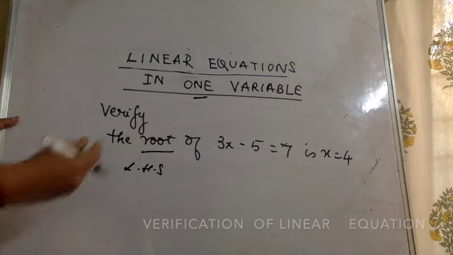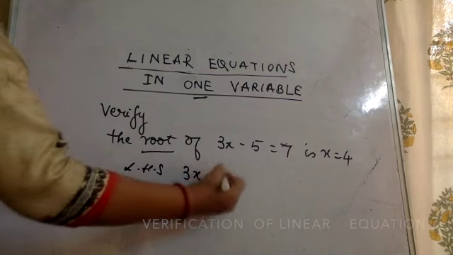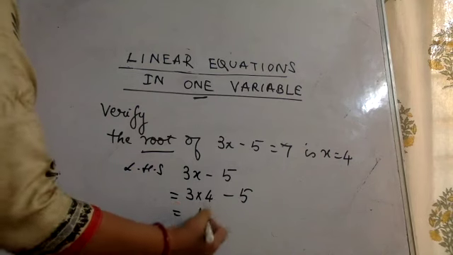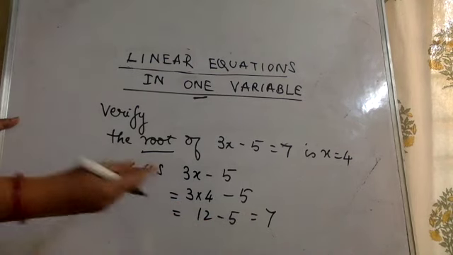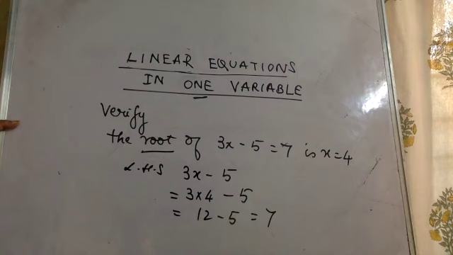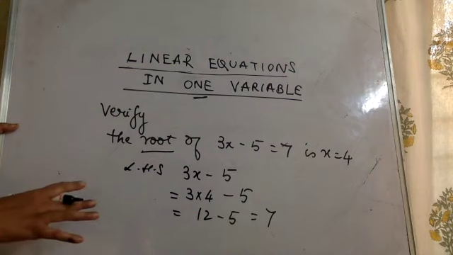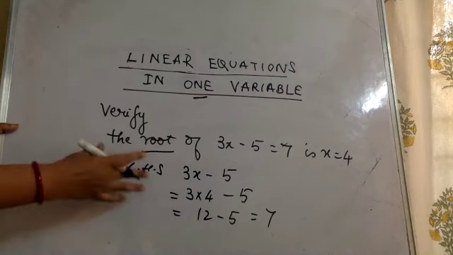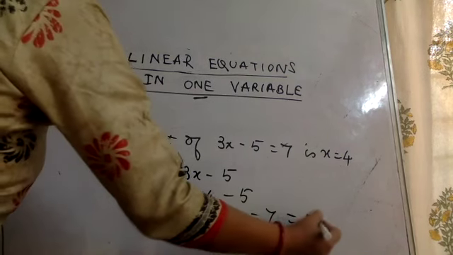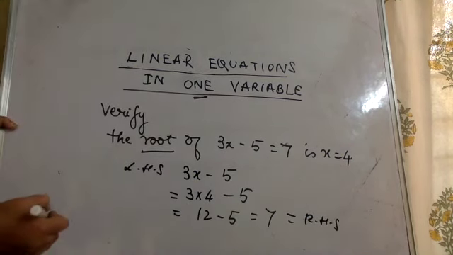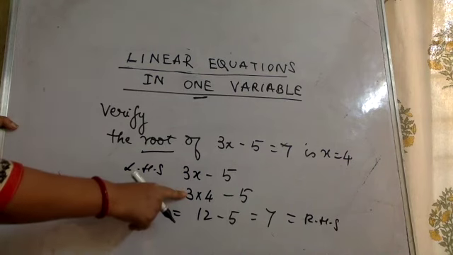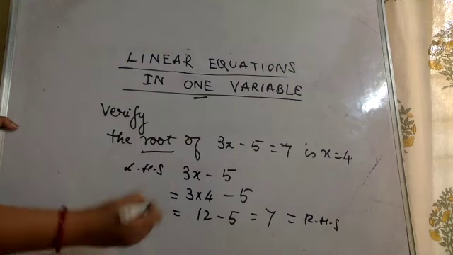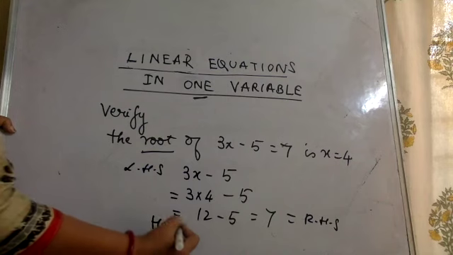So now we are going to start with it. LHS. We always start a verification with an LHS. 3x minus 5, that is 3 into 4 minus 5, that is 12 minus 5, that is 7. Okay. So 3x minus 5 is equal to 7. So we can already see that this is equal to the RHS. Okay, so we have substituted 4 in place of x and we are getting a 7. We can write below this, hence verified.